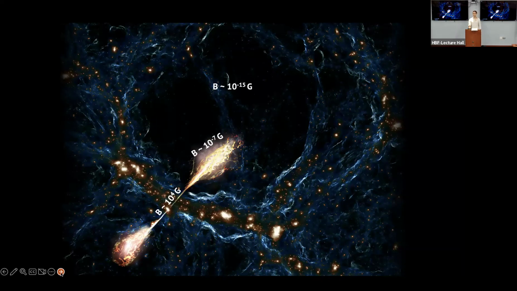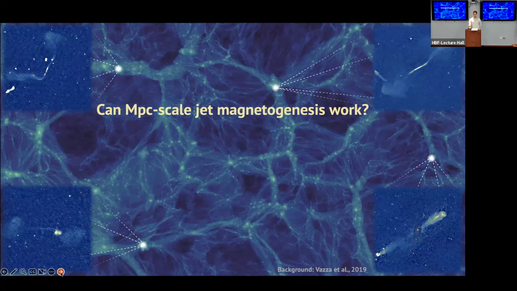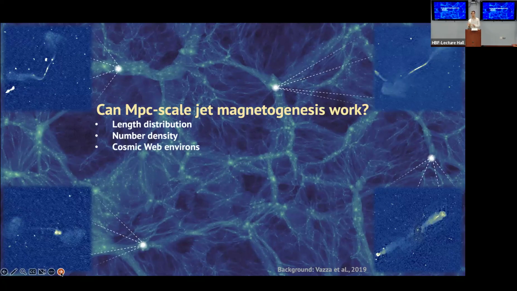And now the question is, is that numerically possible or plausible? In order to investigate this hypothesis, can this magnetogenesis by jets work in voids? You need to know a few things. For example, how often do you have such a large jet? What's the length distribution of radio jets? How common are they? In what kind of cosmic web environments do the jets start out? Is there an alignment between the jets and filaments? In order to reach the voids, you need the jets to be roughly perpendicular to the filaments rather than aligned with them.